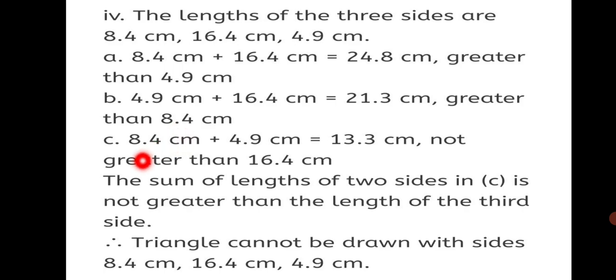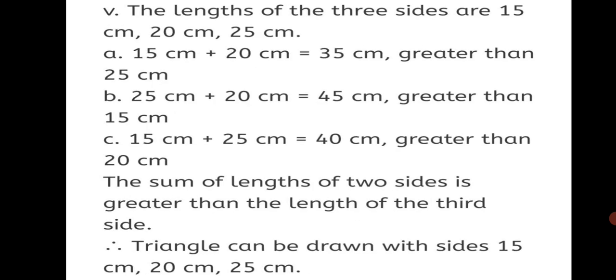Now we take operation C. In that we are going to take 8.4 plus 4.9 centimeter, which is equal to 13.3 centimeter. The remaining side was 16.4 and 13.3 centimeter is not greater than 16.4 centimeter. The sum of the lengths of two sides in C is not greater than the length of the third side. The same reason. Therefore, triangle cannot be drawn with sides 8.4 centimeter, 16.4 centimeter and 4.9 centimeter.